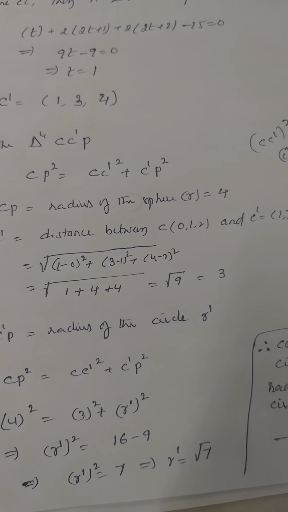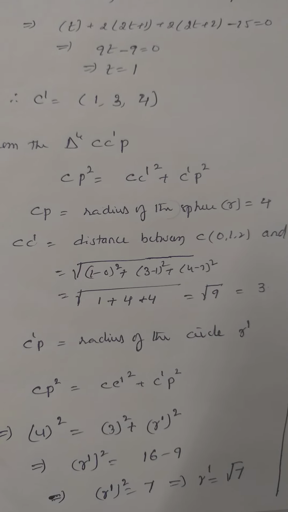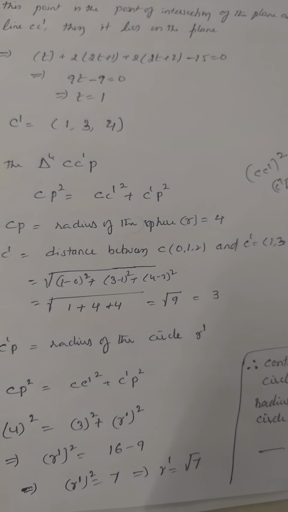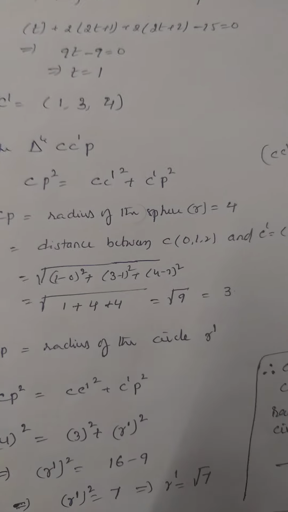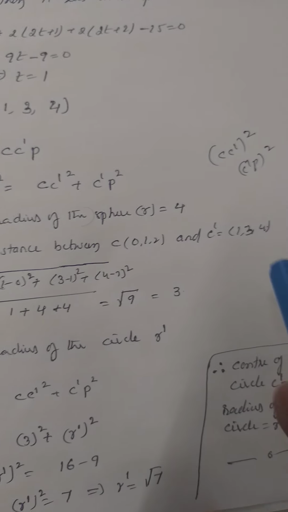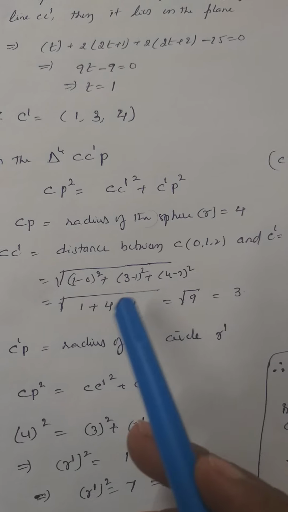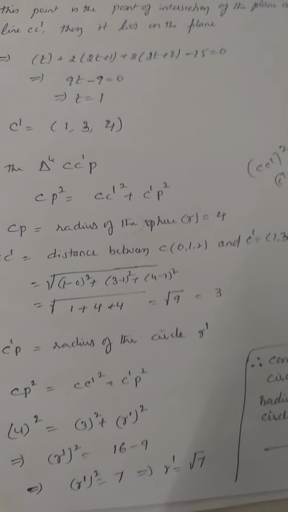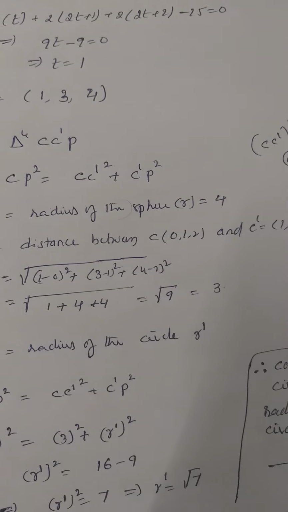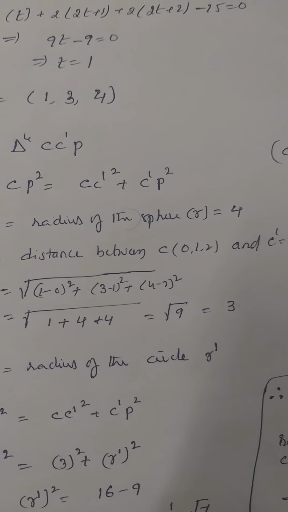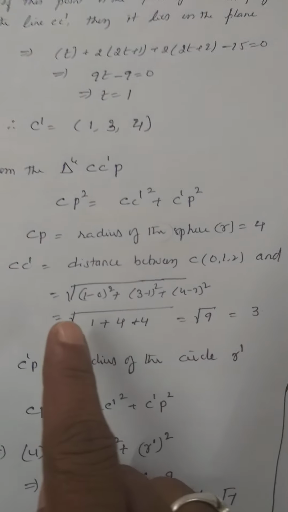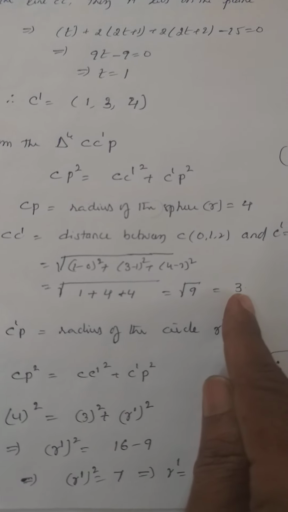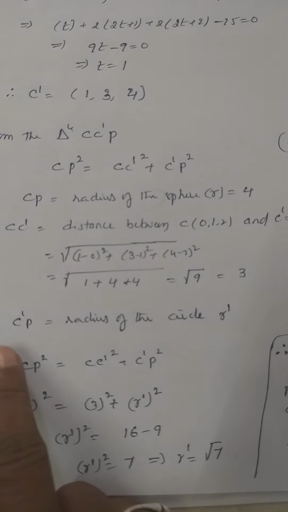Now what is CP? Radius of the sphere, 4. What is CC dash? CC dash is the distance between two points. One is the center of the sphere and one is the center of the circle. We use the distance between 2 points formula, square root of x2 minus x1 whole square plus y2 minus y1 whole square plus z2 minus z1 whole square. By using that formula, we got CC dash is equal to 3.